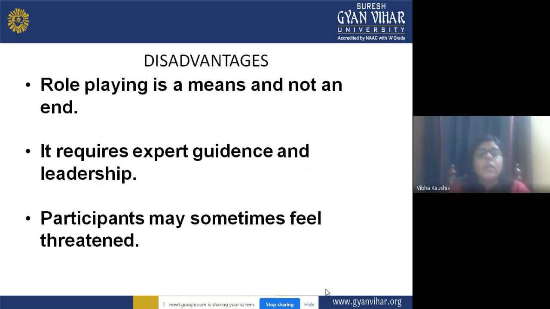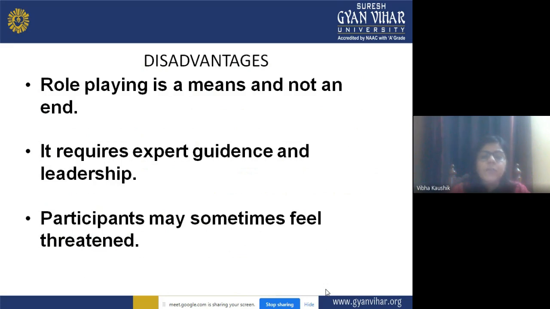Now, what are the disadvantages of role play? Role playing is a means and not an end. Means it is a process, a process in which the students are learning, and not an end. We are not focused on the product itself. It requires expert guidance and leadership. When we have decided that we are going to organize or conduct a role play, expert guidance should be there, and leadership.